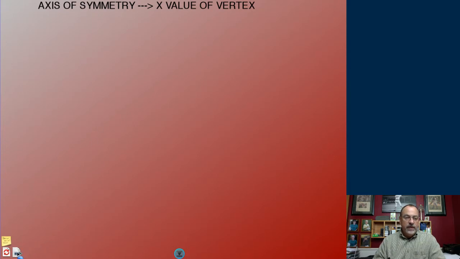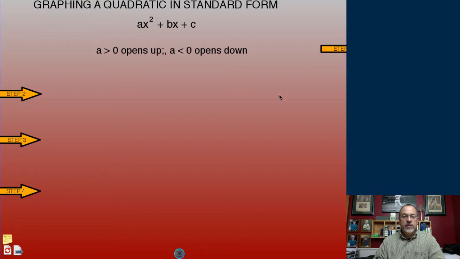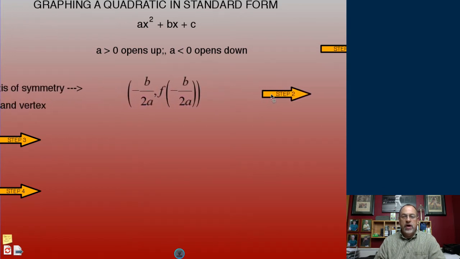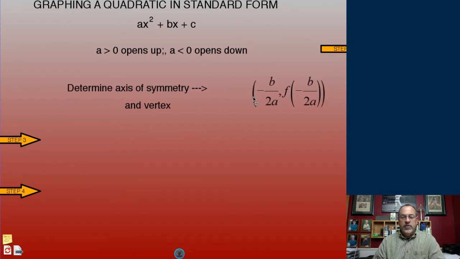Okay, so 4 steps are this. First thing you do, step 1, is you determine whether your parabola is going to open up or open down, and again, that is determined by whether there's a negative sign in front. The second thing then is to determine both the x and the y coordinate of the vertex, and in order to do that, we take the opposite of b over 2a to get the x value. We then substitute that x value into the expression to get the corresponding y value. That will give me the vertex and the axis of symmetry.